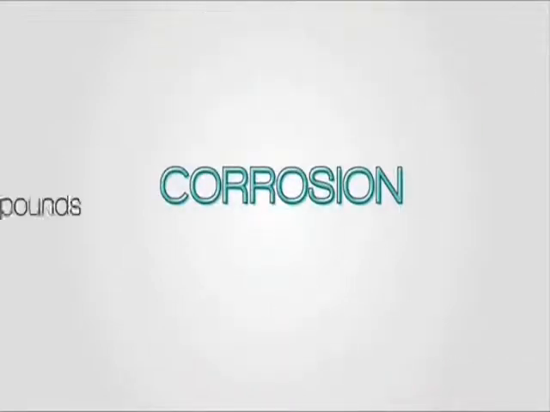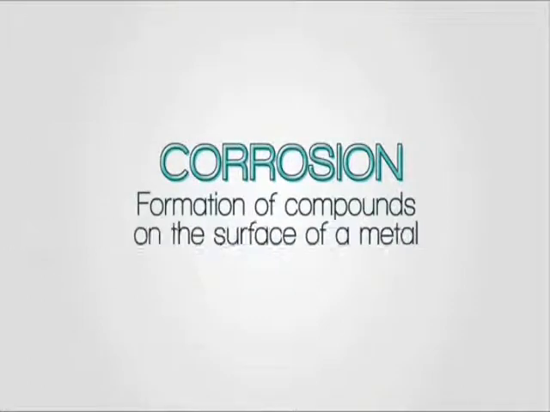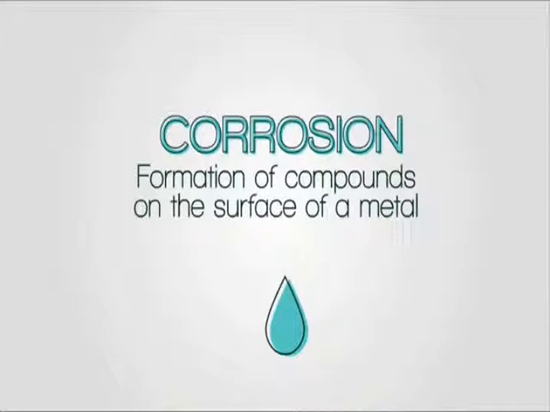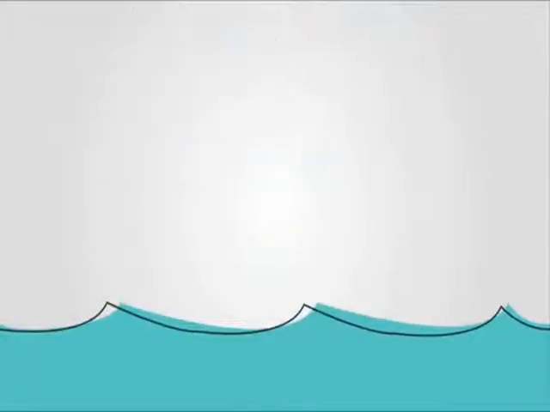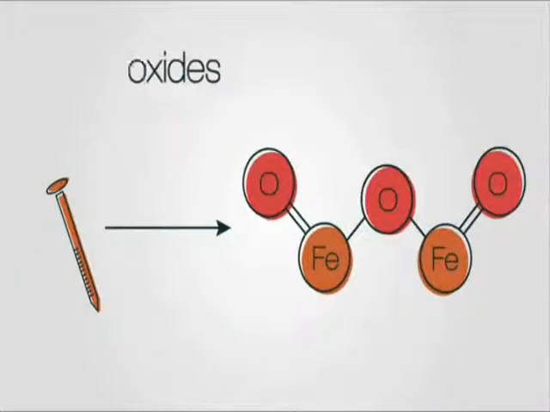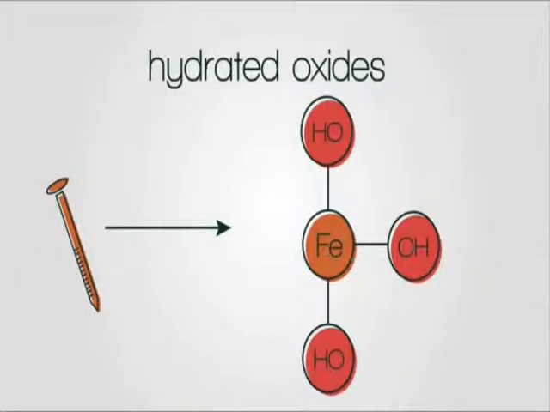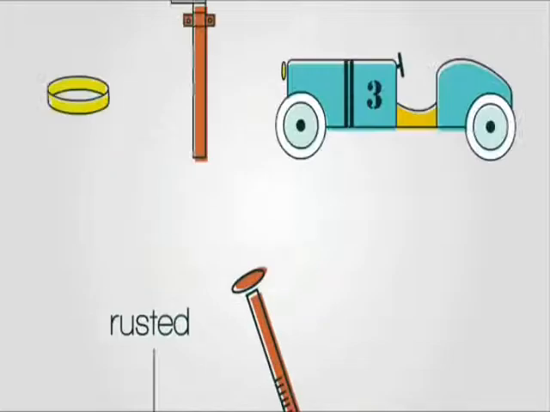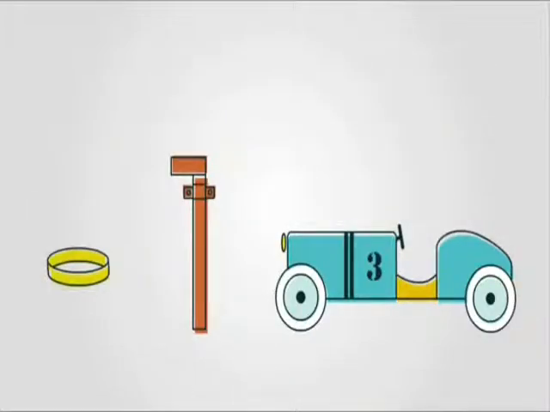Corrosion is described as formation of compounds on the surface of a metal when it is exposed to air and/or water or an electrolyte like salt water. Typically, once a metal corrodes, it forms compounds known as oxides or hydrated oxides. The nail, made of iron, rusted. This, by the way, is the only time you should use the term rusting. All other metals are considered as having been corroded when they react with water and/or oxygen in the air.